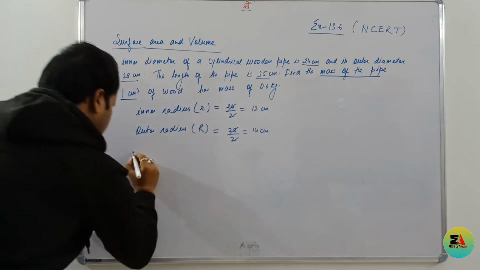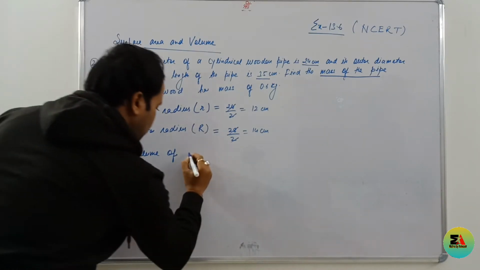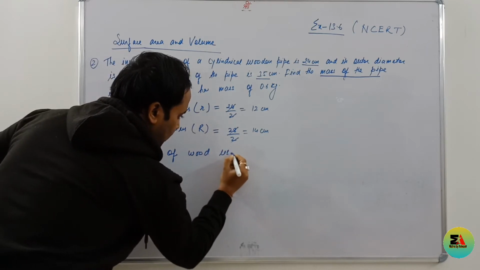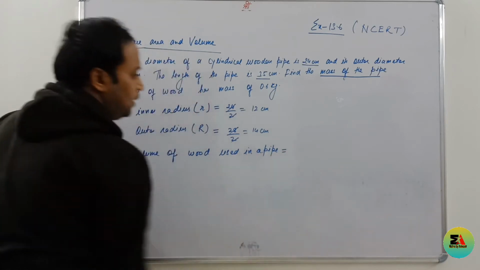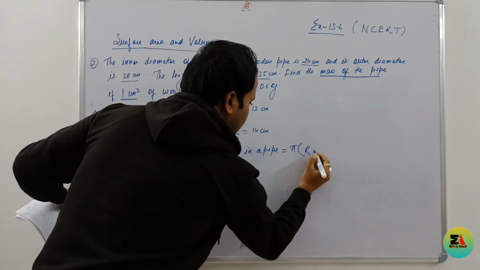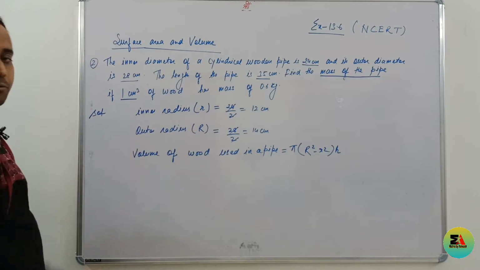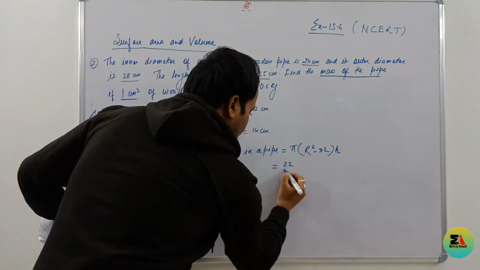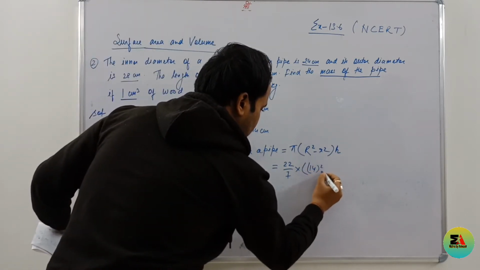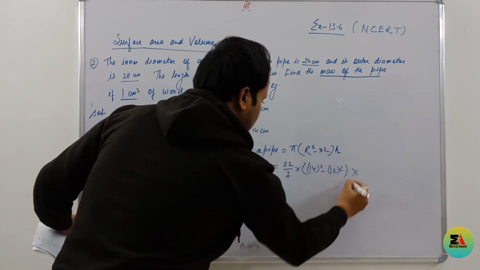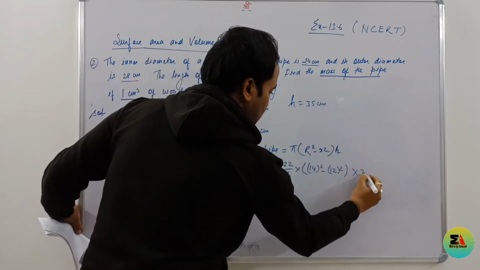Volume of wood used in a pipe is pi times capital R squared minus small r squared, because we have two radius, inner and outer, into height. Clear? Substitute all the values. Capital R is 14, write 14 squared. This is 12 squared, and height is already there. H, height is 35 centimeter. Substitute it.